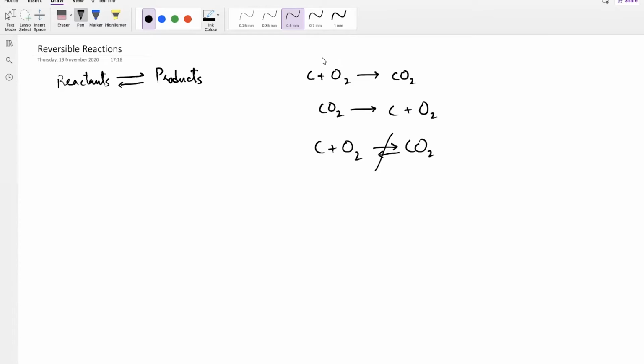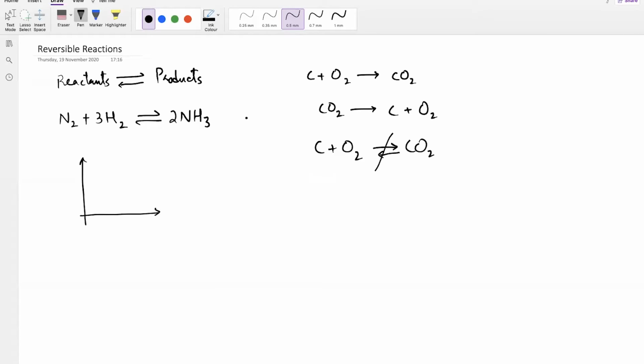Reactants change to product and product changes to reactant at the same time, under the same conditions. That is a reversible reaction. A very good example of reversible reactions is nitrogen reacting with hydrogen to produce ammonia. Now, this is happening in the same container. That nitrogen reacts with hydrogen, produces ammonia.